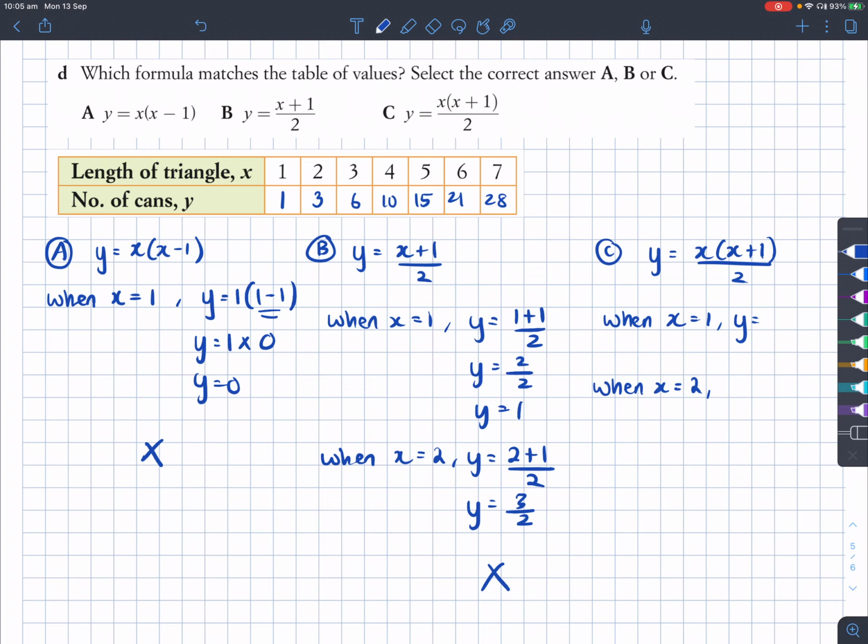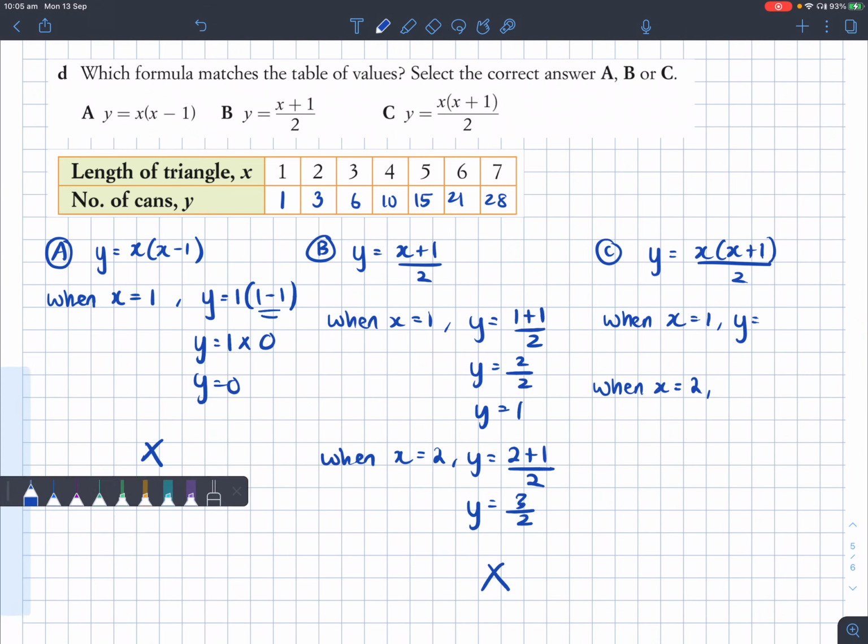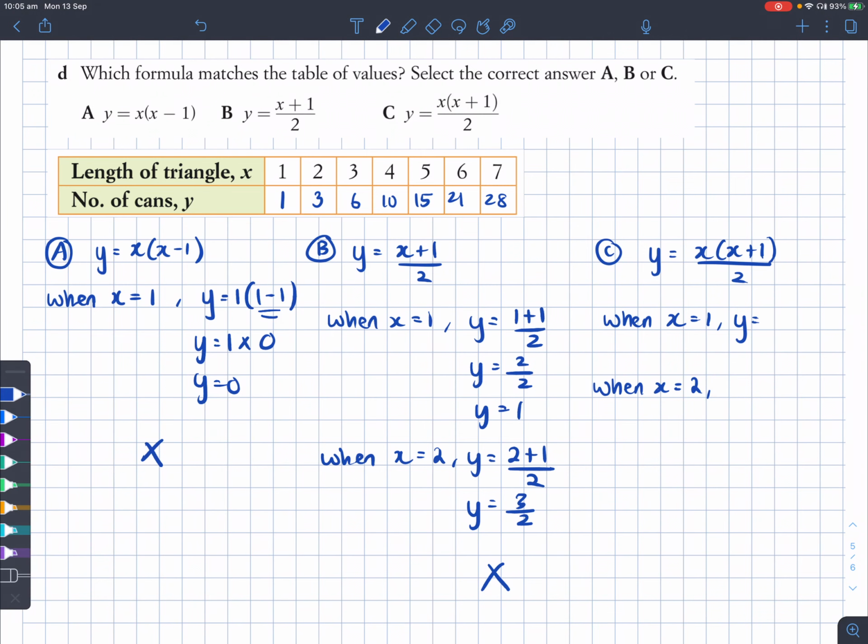So that means C is the answer. We can just try out a few values to see if it's working or not. When x is 1, y would equal 1 times 1 plus 1 over 2. Let me just bring this down. So y equals 1 times whatever this bracket is. 1 plus 1 is 2. So 1 times 2 is 2 over 2, and that's equal to 1. That's correct. And now when x is 2, we're expecting the number 3. So let's just see if that works.